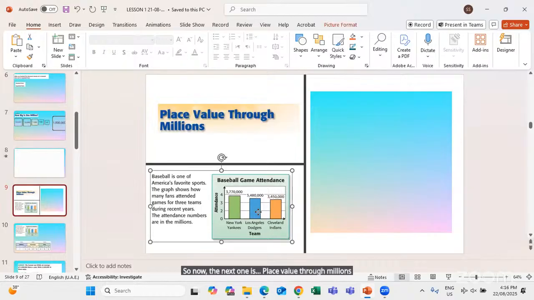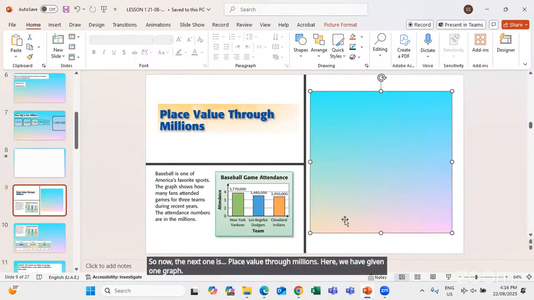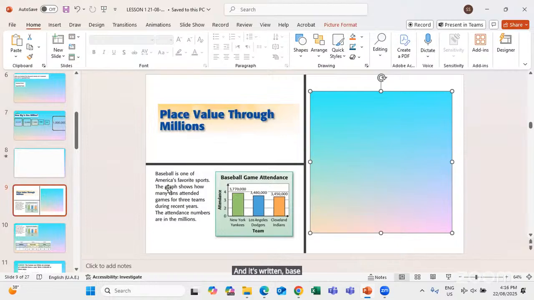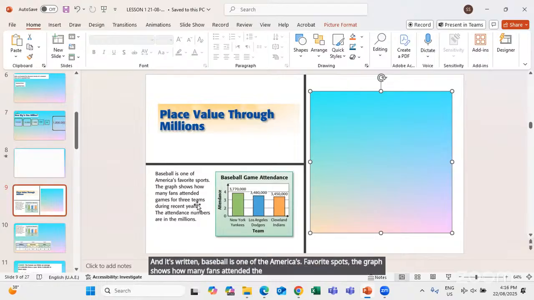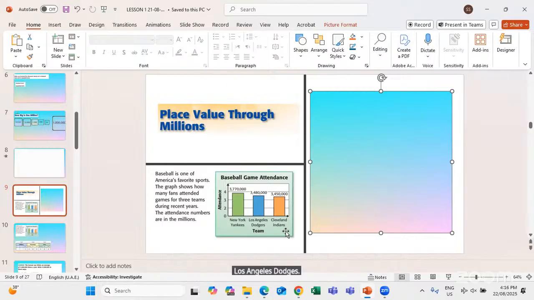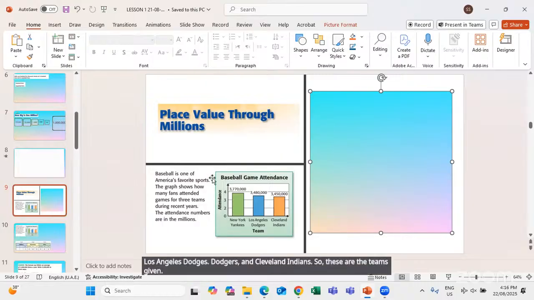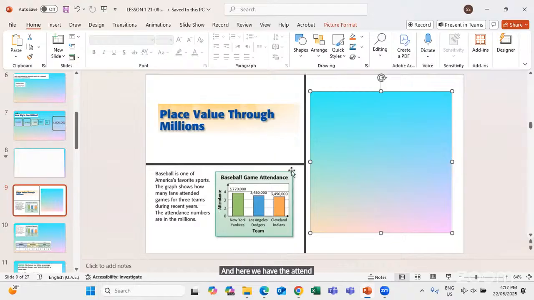Here we have been given one graph, and it's written: baseball is one of America's favorite sports. The graph shows how many fans attended the games for the three teams. Here are three teams given: New York Yankees, Los Angeles Dodgers, and Cleveland Indians. And here we have the attendance; the graph is about baseball game attendance. So the attendance numbers are in millions, it is already given.